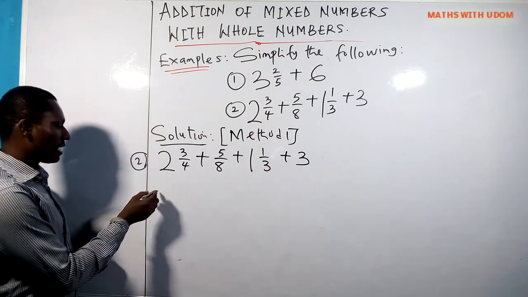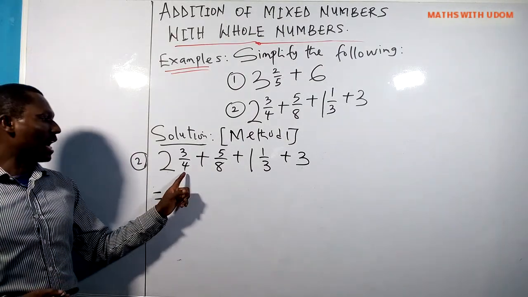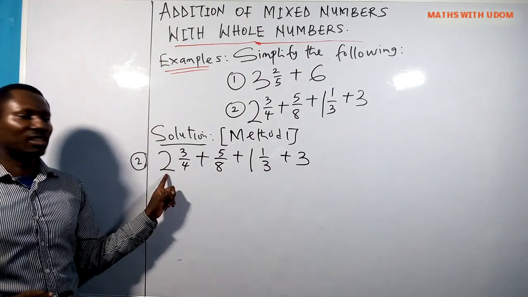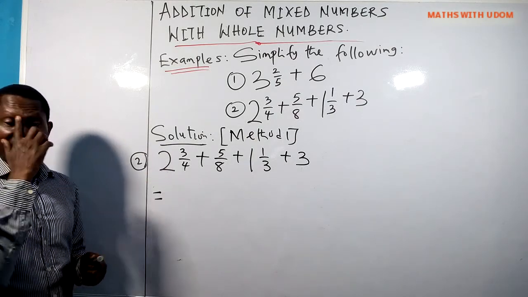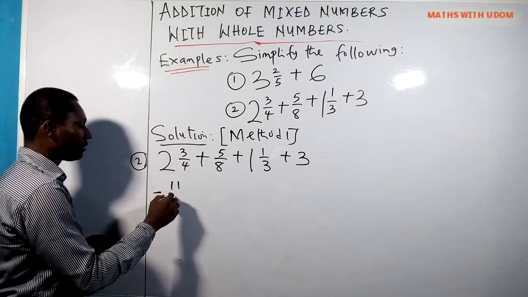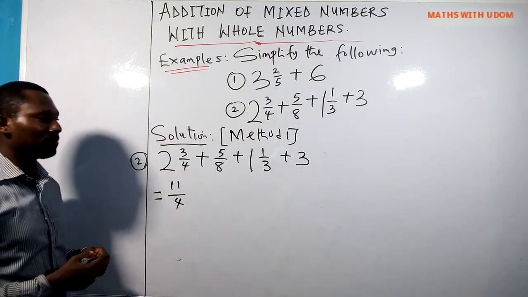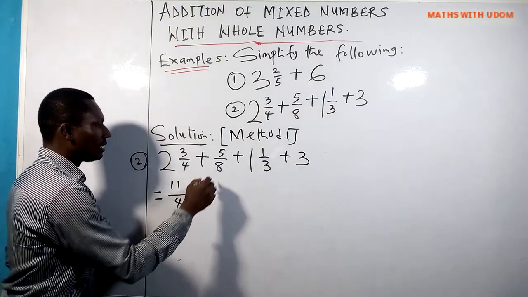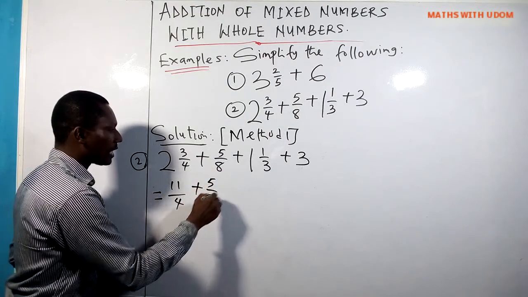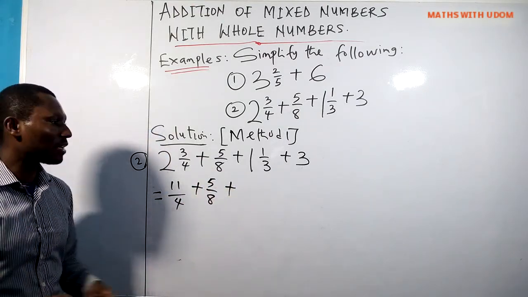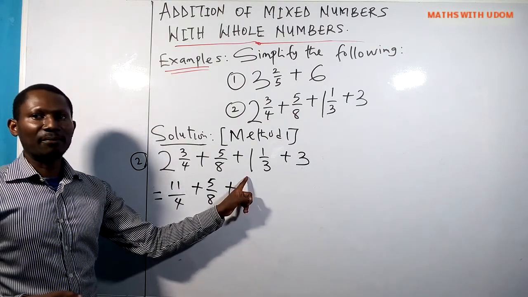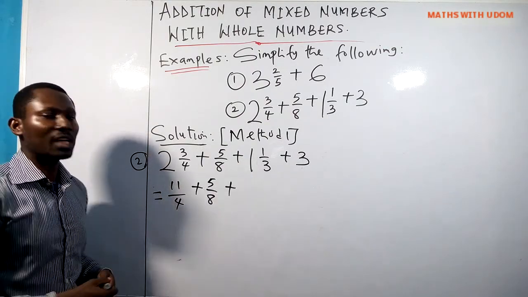Okay? So let's start. 4 times 2 is 8. 8 plus 3 will give us 11. So we have 11 divided by 4. Plus, this is already a proper fraction, we write it. Plus, let's convert this mixed fraction into an improper fraction. 3 times 1 is 3. Plus 1, that's 4 over 3.